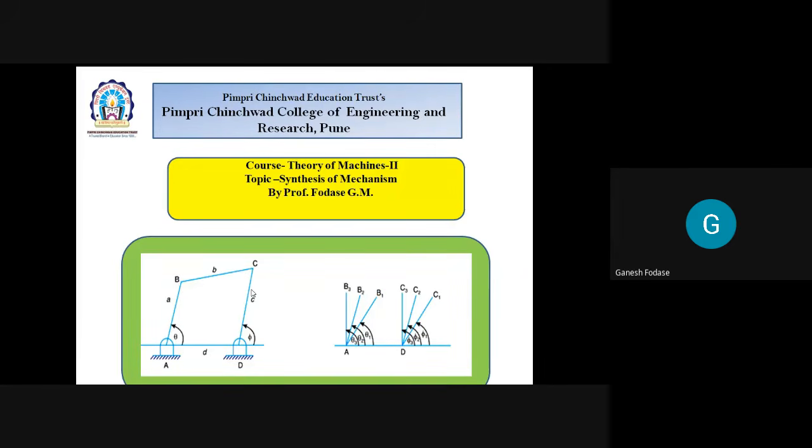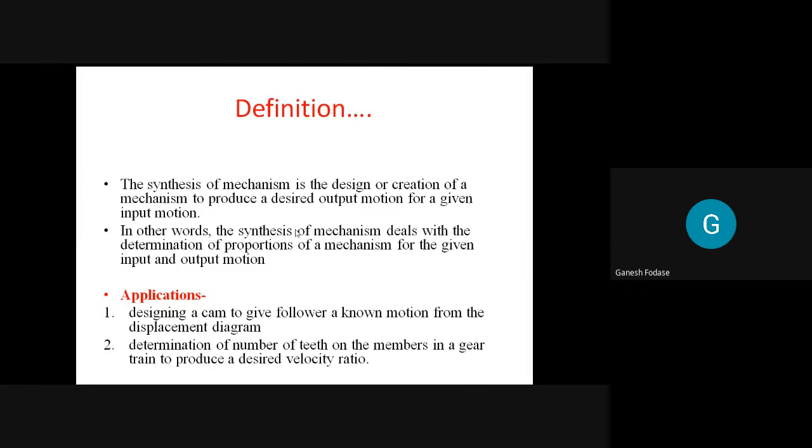Okay, so let's start with what synthesis is and what you are going to do in this unit. Synthesis of mechanism is the design or creation of a mechanism to produce desired output motion for a given input motion. If a certain input is known to you, and for that input you want some desired output motion, then finalizing, designing or creating a mechanism to give that desired output for a given input is nothing but synthesis.